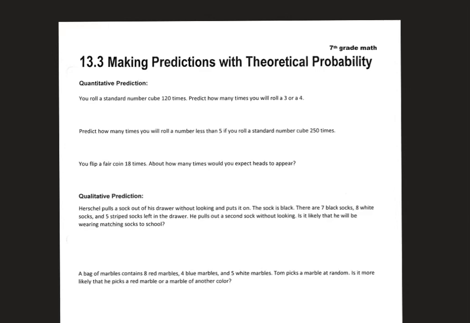Module 13.3 is making predictions with theoretical probability. Okay, so the first thing we're going to talk about is quantitative prediction. And quantitative means it has to do with numbers. You might want to write that down. Which will be different when we get down to qualitative, which is like the quality of something. It'll be using words, like descriptions.